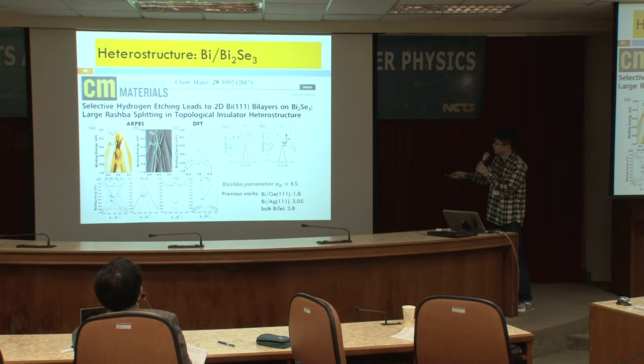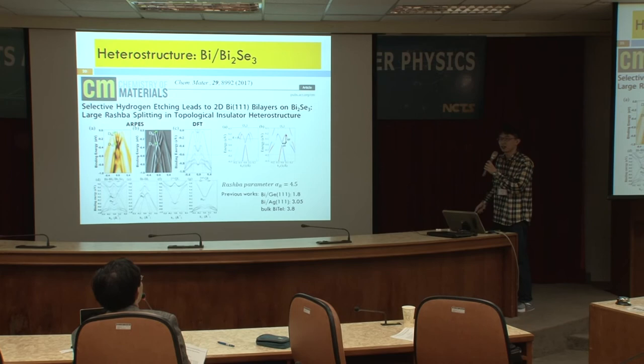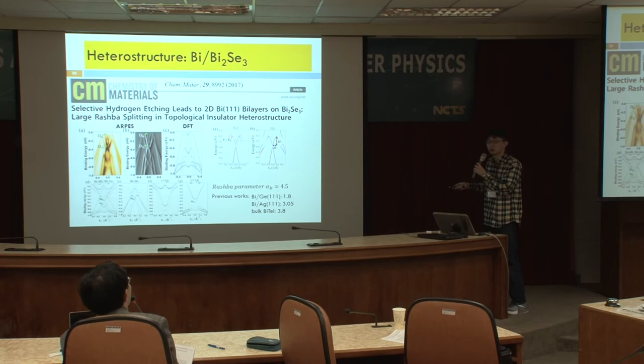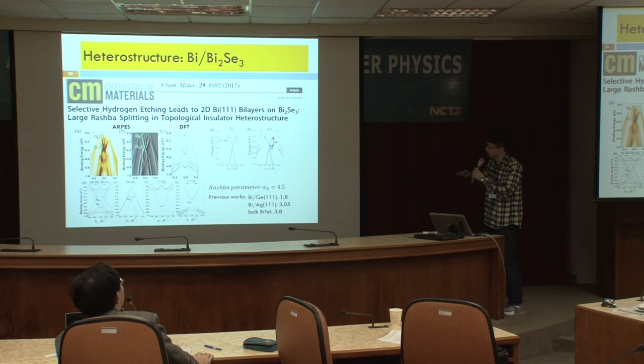And any other band, or is it only the Rashba band crossing the Fermi level? In the bismuth quantum well state, only the Rashba spin state can stay here. No other conduction band. The other conduction band is at the first quantum layer of bismuth telluride. So it's not in the bismuth layer. Yes.